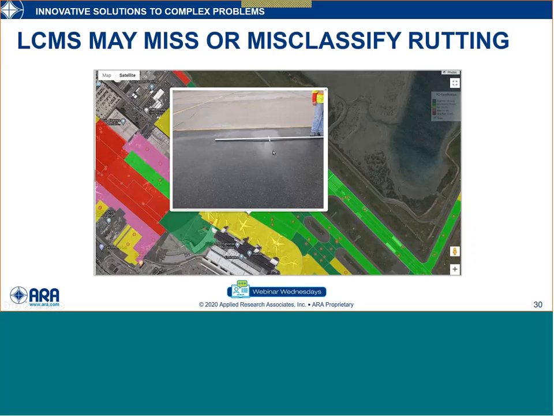And those ruts are going to be located perpendicular to the direction of travel of the LCMS, which is basically opposite of where you expect the ruts to be. And so those might get misclassified as depressions. There are ways to kind of address this issue, but I'll just say that it's a problem that's not completely solved yet. And I know a lot of airports that have used LCMS have had trouble with that, not finding ruts that were present.